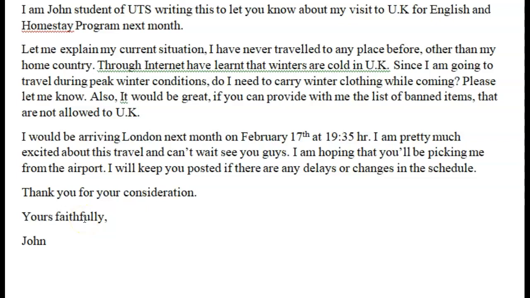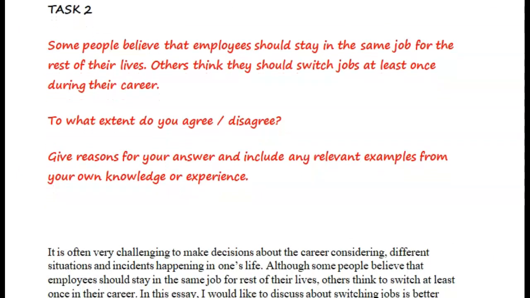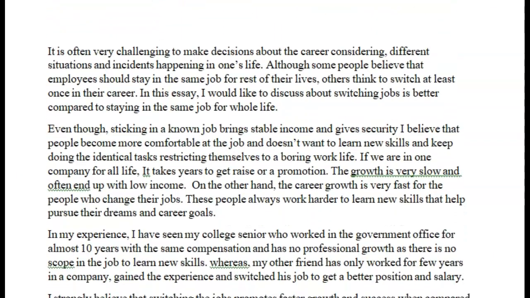I felt I had some issues both in terms of the register. All right, this was too informal, and then grammar as well. Okay, so those are the two issues that I found. Let's take a look at your task 2. All right, so now let's move on to this task 2 about staying in the same job or switching jobs. Let's see what you wrote.